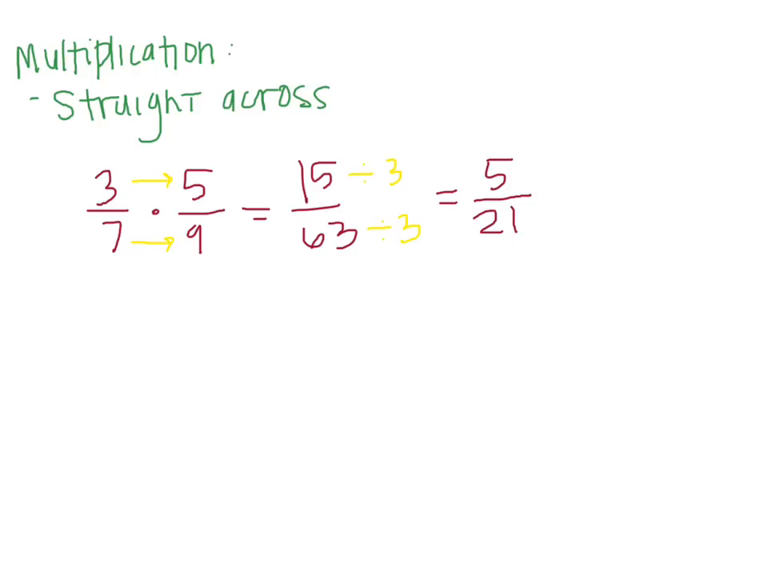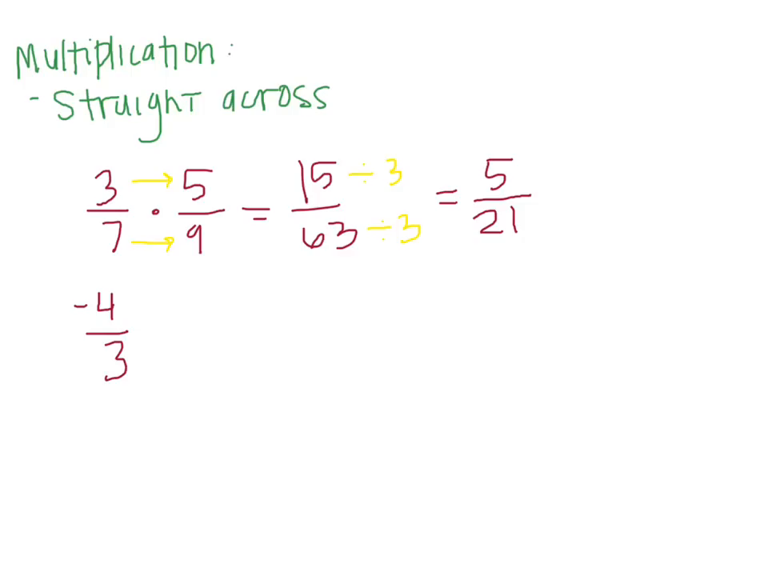And when we're simplifying, we always want to ask, can I go further? Is there anything in common between the 5 and the 21? No, there's not. So I can't go any further. Let's look at another example.